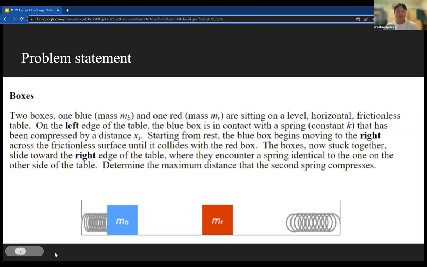All right, so for the problem statement, there are two boxes with separate masses. On the left, the blue box compresses a spring an initial distance xi, and then launches the blue box to the right on a frictionless surface and hits the red box. Those two boxes stick together, and then, while stuck together, hit the spring on the right and compress it a distance. That distance is what we're trying to find.